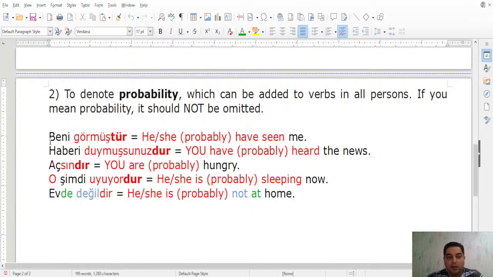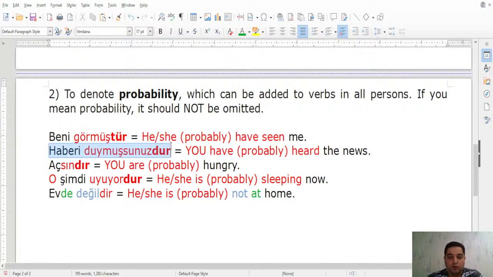So basically, beni görmüştür. This tür is added to the mışlı geçmiş zaman, the reported past tense verb, third person singular. He, she has seen, yes, but this tür makes it probably has seen. Okay, he should probably have seen me. Beni here is, of course, the accusative case of ben. Me.